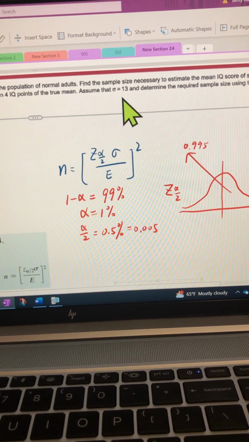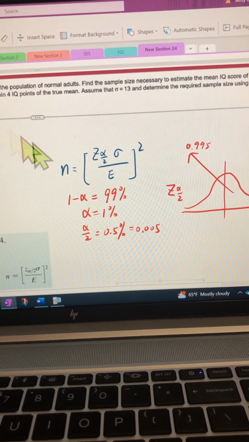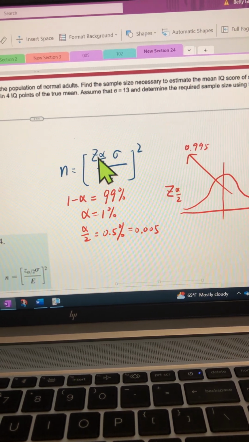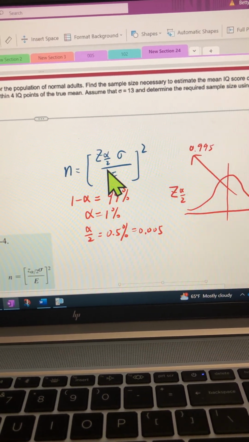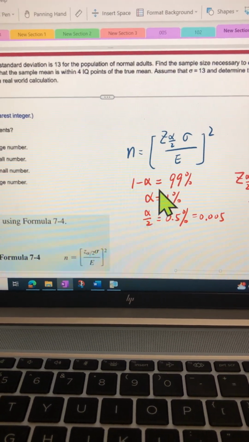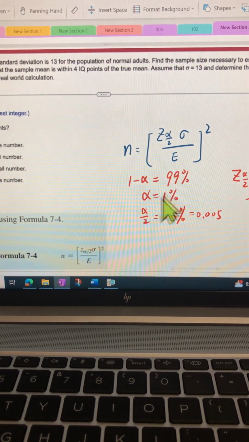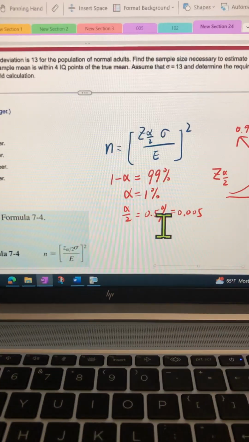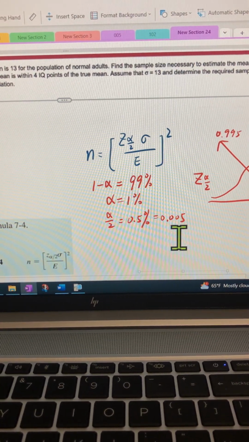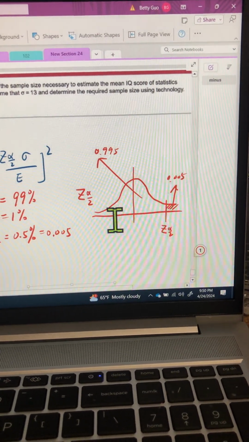Sigma is given, it is 13. E is also given, it is 4, the margin of error. And all we need to find is the value of z sub alpha over 2. The confidence level is given, 99%. We know confidence level is 1 minus alpha, so alpha is 1%. So alpha over 2, half of it, is going to be 0.5%. 0.5% is 0.005. This is the standard normal curve.